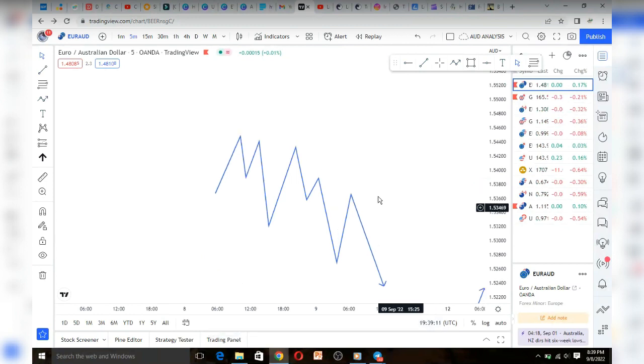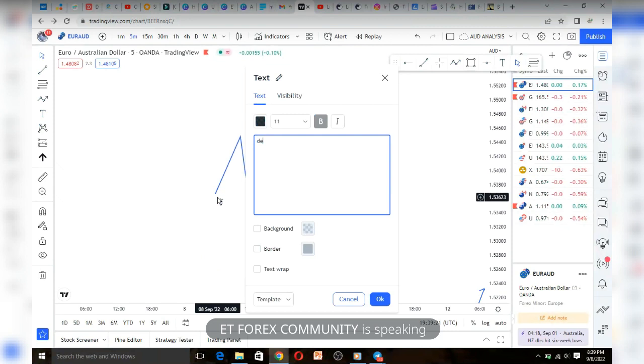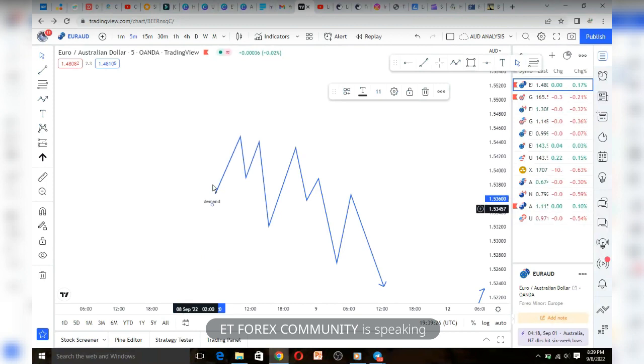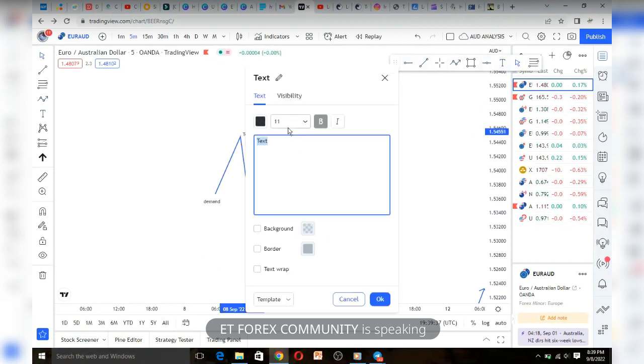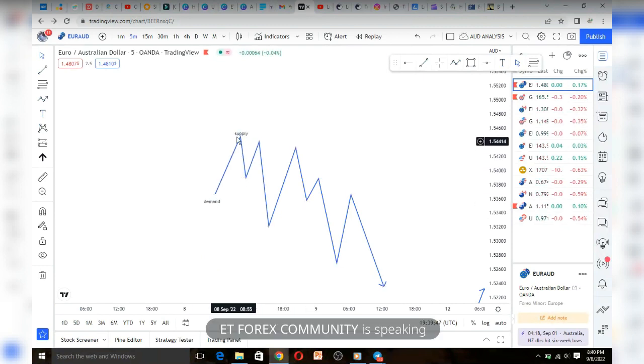Okay, so we have an uptrend that is coming from a demand level. That's demand. It's moving up, going up. When it got there, it created a supply level. This is a supply level here. So we have a demand level, and we have a supply level.